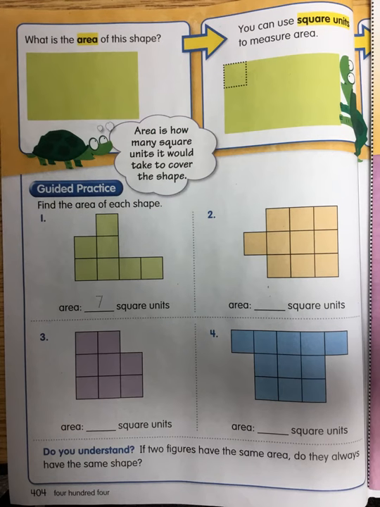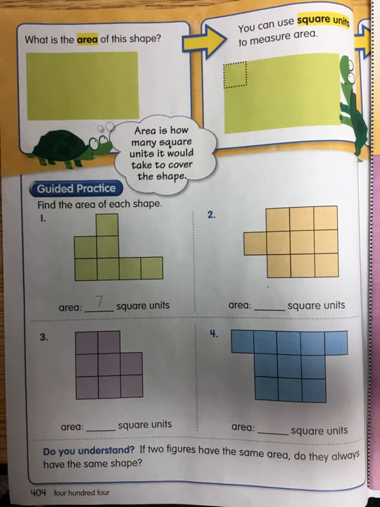Okay, so remember the area is the measurement of the inside of a shape. You use square units. That's why we label it square units instead of just units. Perimeter's outside, so you would measure it just with units. So let's get started. Number 1.